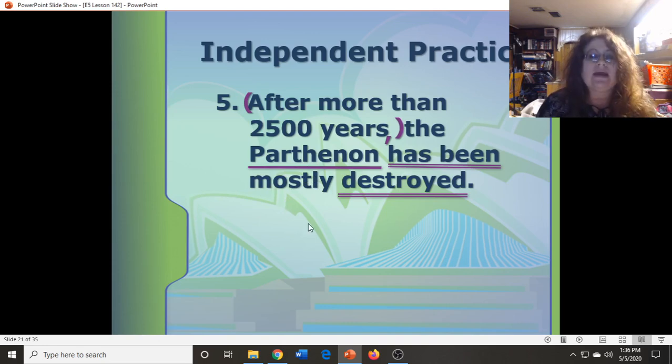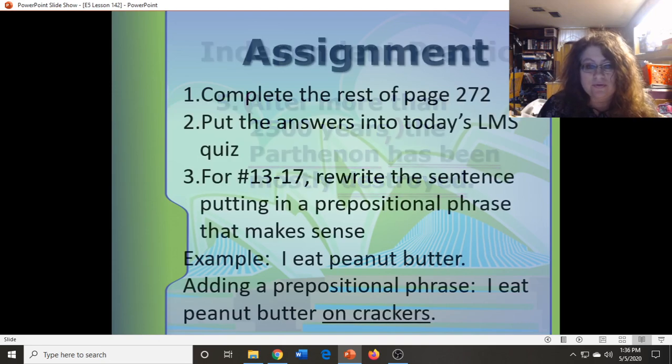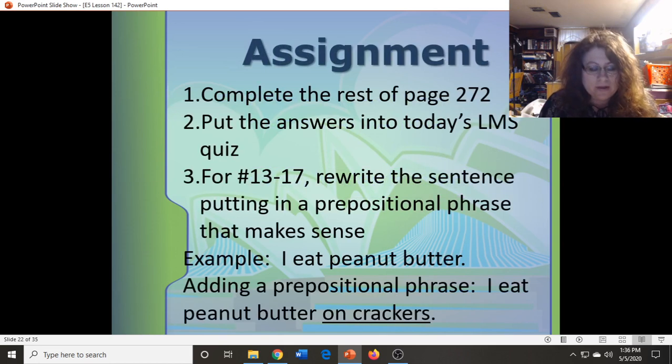Now, here's what you are going to do. Here is your assignment. You're going to complete the rest of page 272. You can either do it in your book first and then put the answers in the LMS, or if you want to go right to LMS, that's fine too. You're going to put the answers for the rest of the page into the LMS quiz. Now, for 13 through 17, apply and write, you're also doing that.